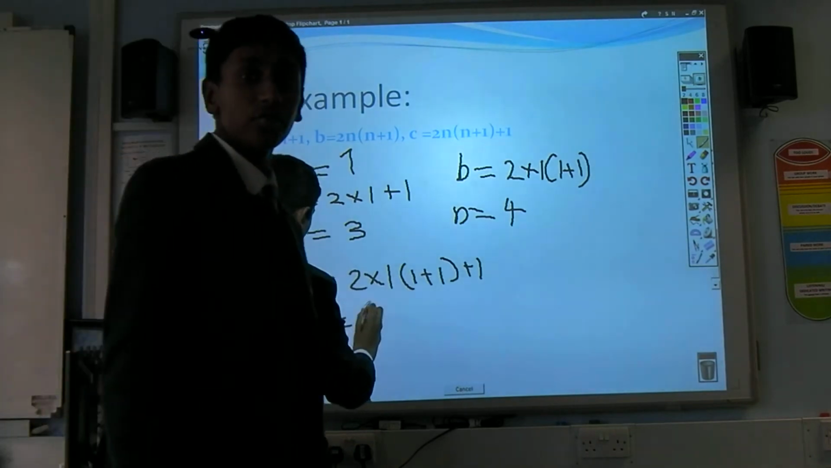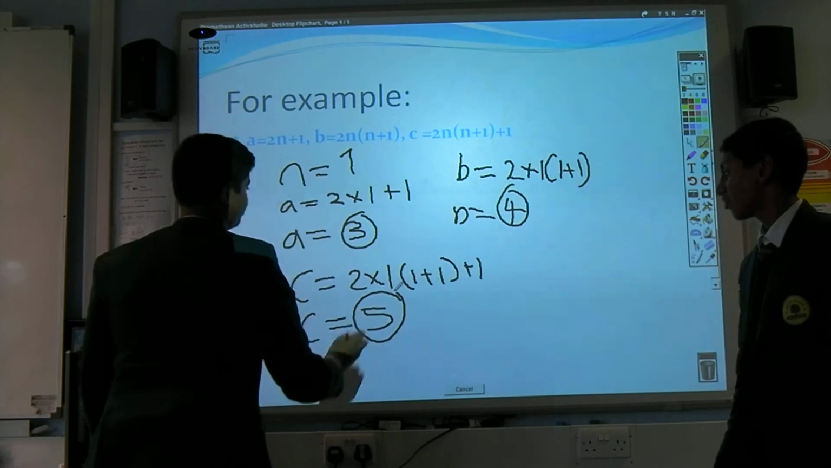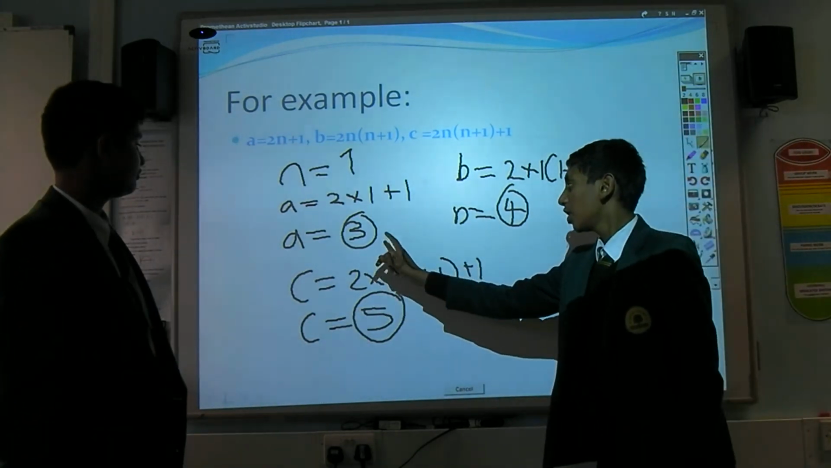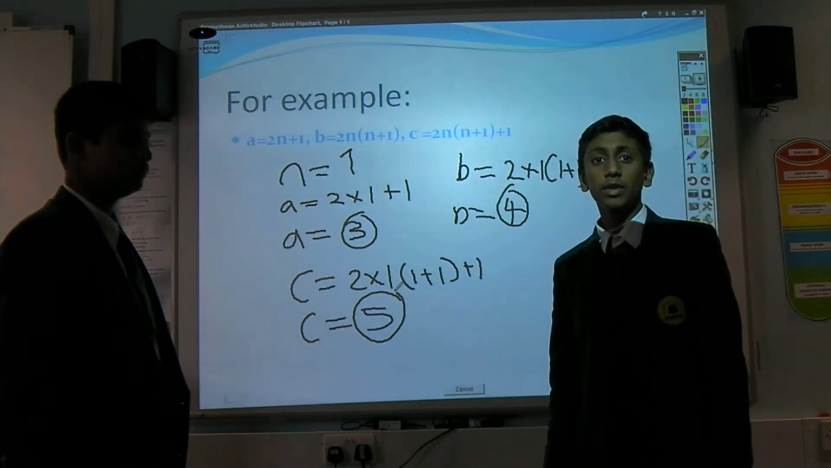So therefore, our three numbers are 3, 4 and 5. This is a primitive Pythagorean triple. And also, as you can see over here, 3 is the smallest number, which is odd. So this proves our theory that we explained before.